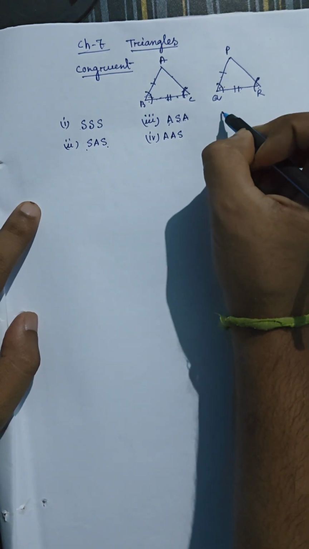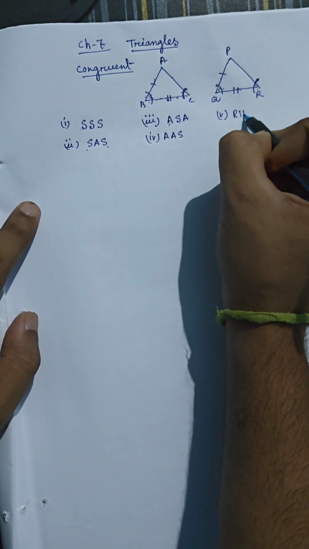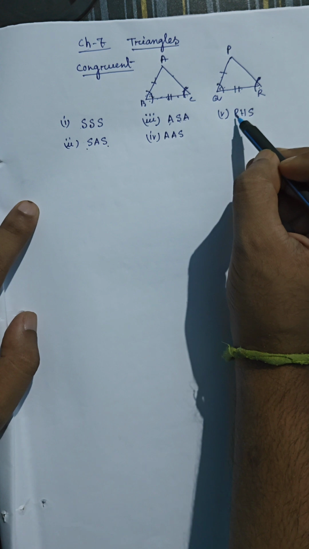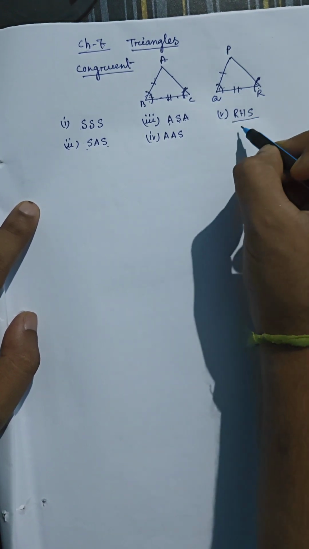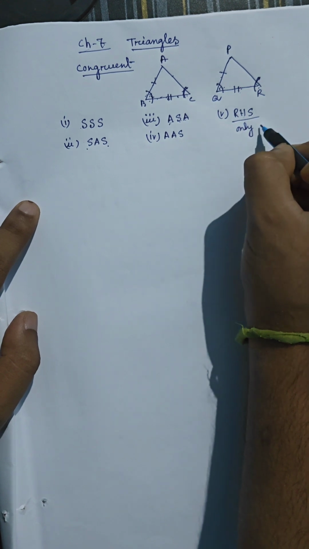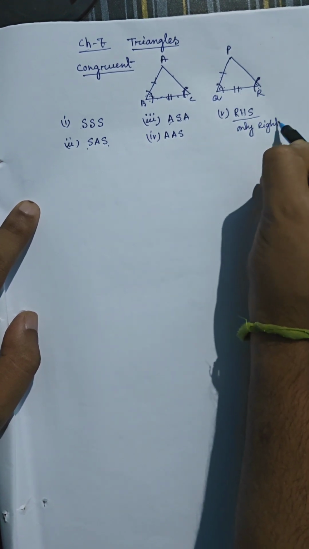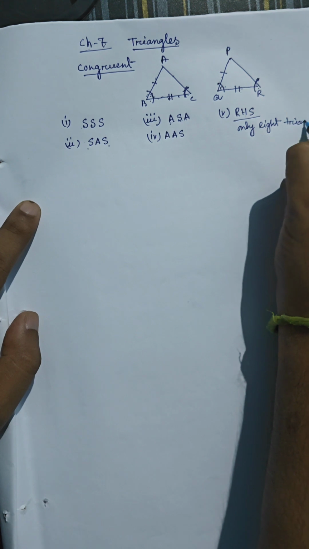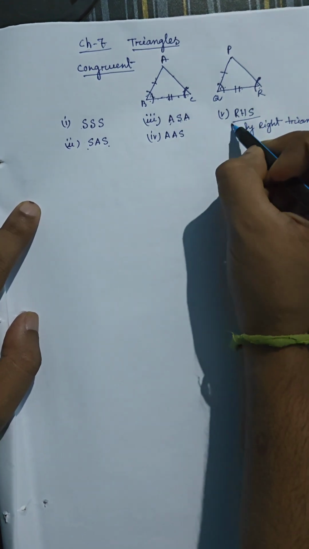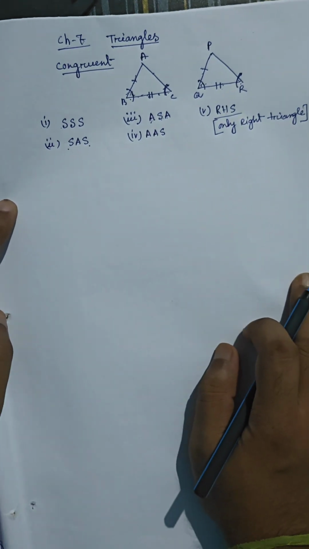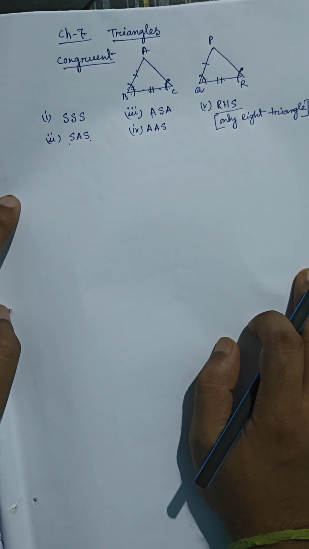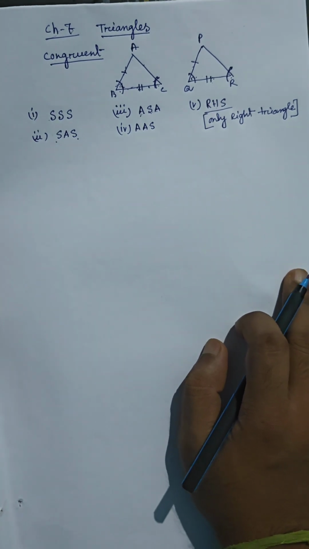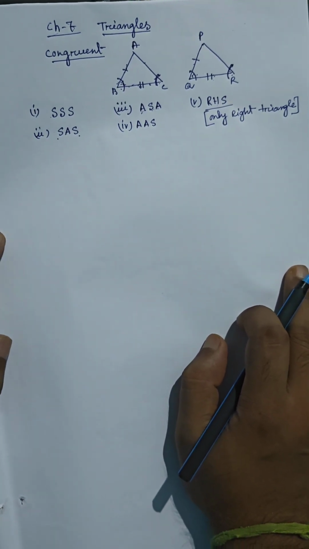Remember this. And last one, RHS. R means right triangle, H means hypotenuse, and S means side. This is only applicable in the case of a right triangle, because you have a hypotenuse only in the case of a right triangle. Okay, so this was our basic introduction about this chapter.